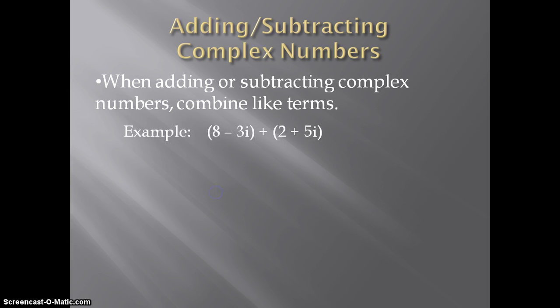So let's look at the example, the quantity 8 minus 3i plus the quantity 2 plus 5i. You locate your like terms. I see that 8 and 2 are like terms. I combine them, and then I combine my i terms, negative 3i plus 5i, and I simplify. I get 8 plus 2 is 10, and negative 3i plus 5i is 2i. My final answer is 10 plus 2i.